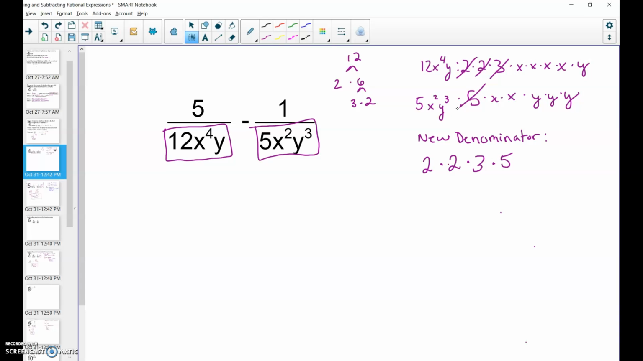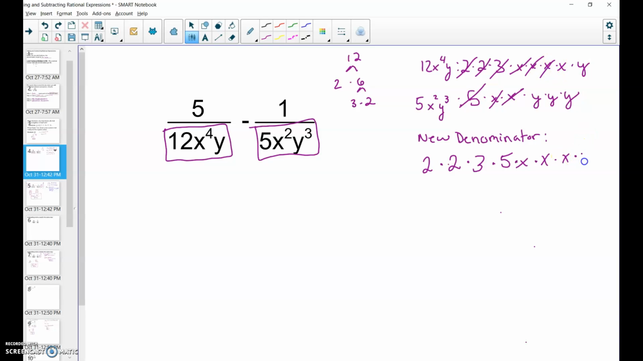So again, starting with my top denominator, I have an x. So I can cancel it out in the top. I can also cancel it out from the second one. Okay. Now I'm going to keep going. I have another x. I'm going to write that again. Cancel it out. I can also cancel it out from the second. Still have 2 more x's.